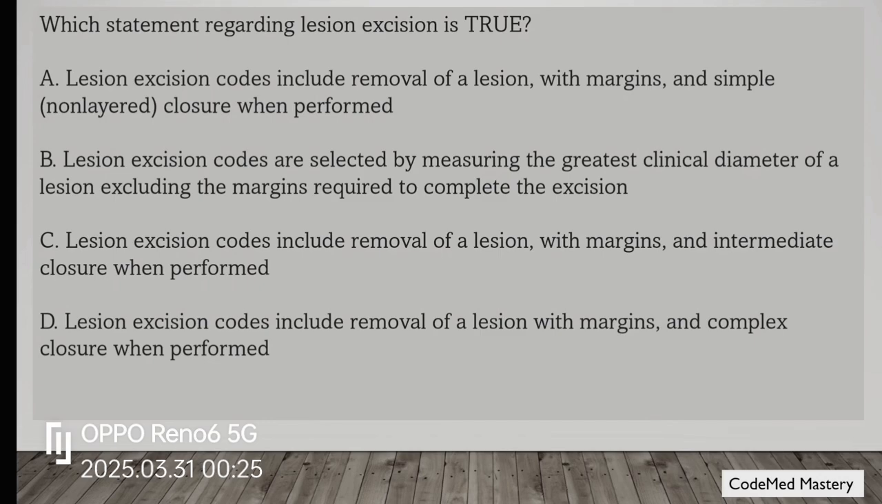Option A, lesion excision codes include removal of a lesion with margins and simple non-layered closure when performed. Option B, lesion excision codes are selected by measuring the greatest clinical diameter of a lesion, excluding the margins required to complete the excision. Option C, lesion excision codes include removal of a lesion with margins and intermediate closure when performed. And option D, lesion excision codes include removal of a lesion with margins and complex closure when performed.